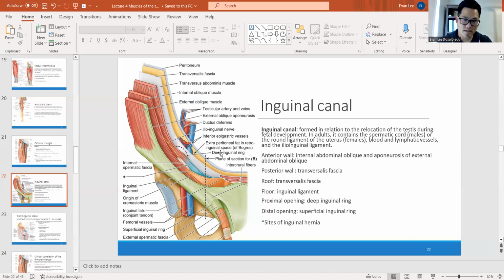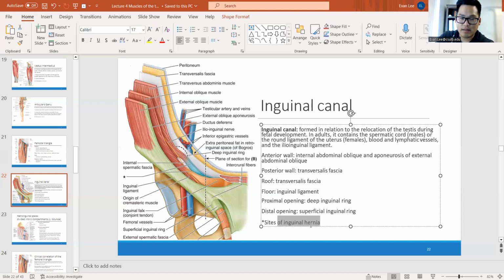But for women, it's going to have something called the round ligament, which will be a supportive structure that connects the uterus to the pelvic wall. So the inguinal canal is located along the internal pelvic region, but it's just something to look at while we're looking at the inguinal ligament right over here. This is where you might have an inguinal hernia, which is if you have an opening or something coming out from the inguinal canal in this region.